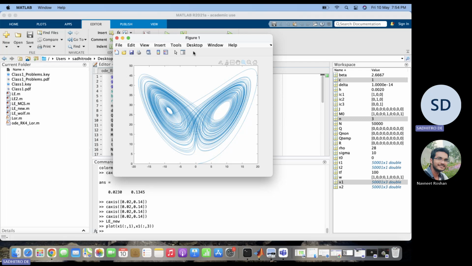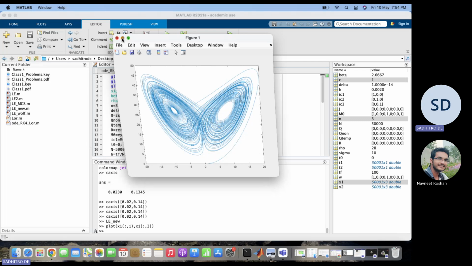But let us now first try to look at the phase space portrait of these equations. This is a typical example of a chaotic solution because, as you can see, the trajectory never repeats itself. It goes round and round like that without ever repeating over itself.